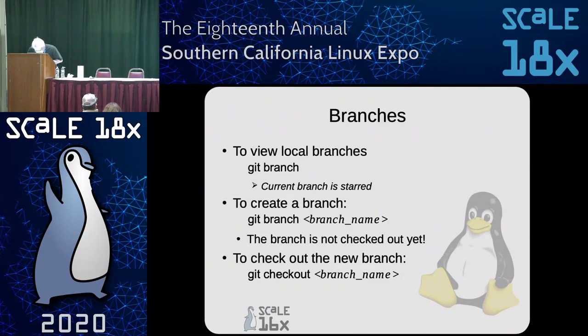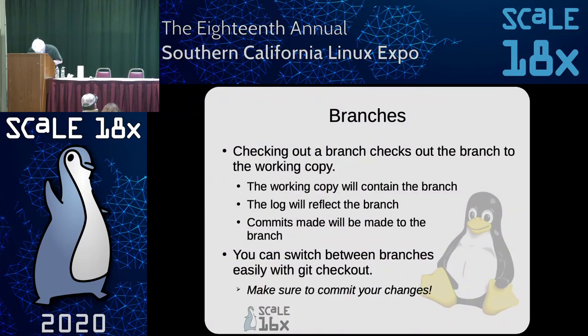To view local branches, just run git branch. Whatever branch you're currently on will be indicated with an asterisk. To create a branch, you can do git branch name. Pretty simple. However, note that when you create a branch, you're not automatically switched to that branch. To do that, you use git checkout.